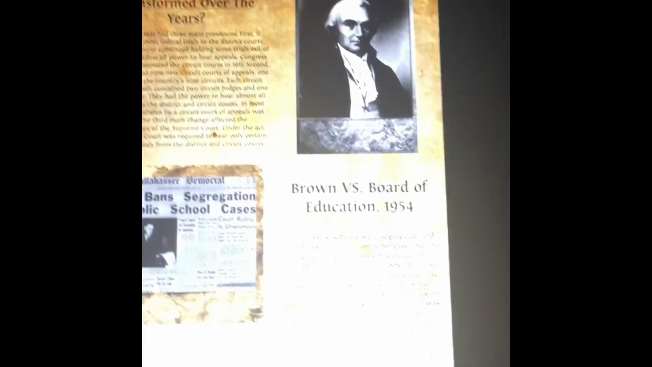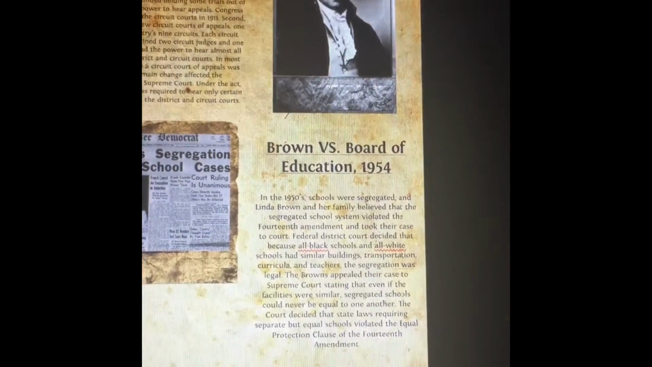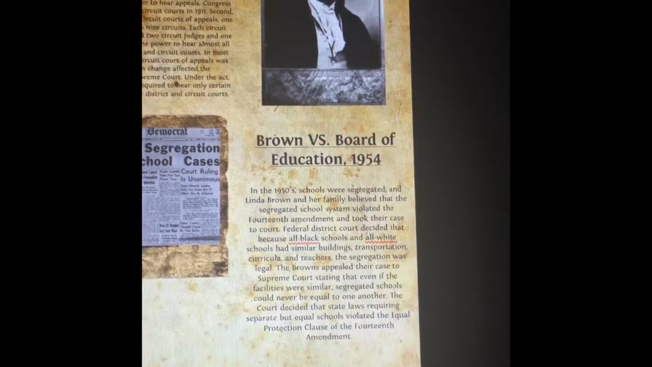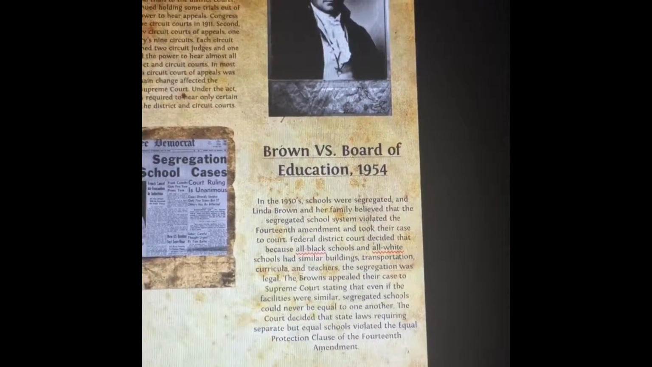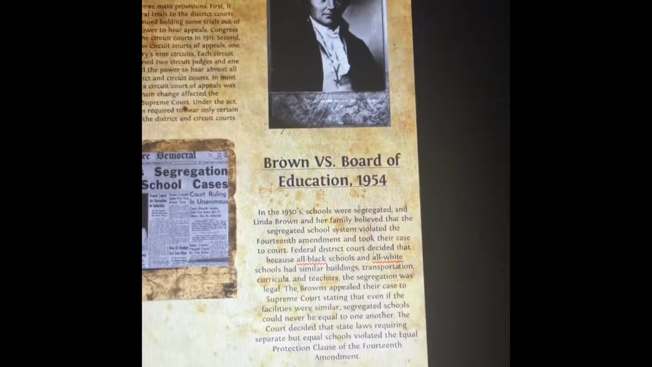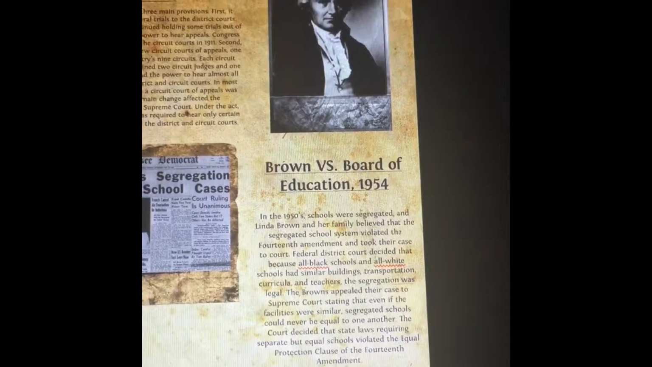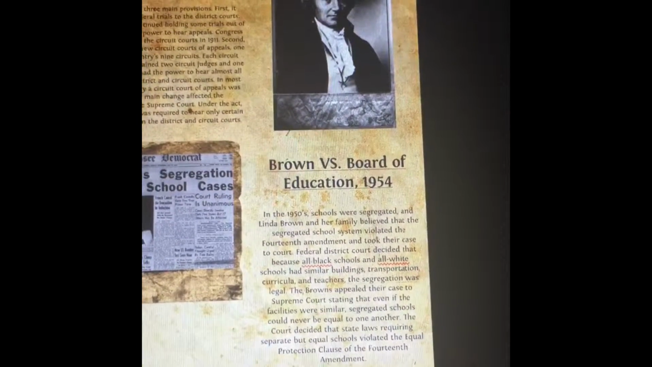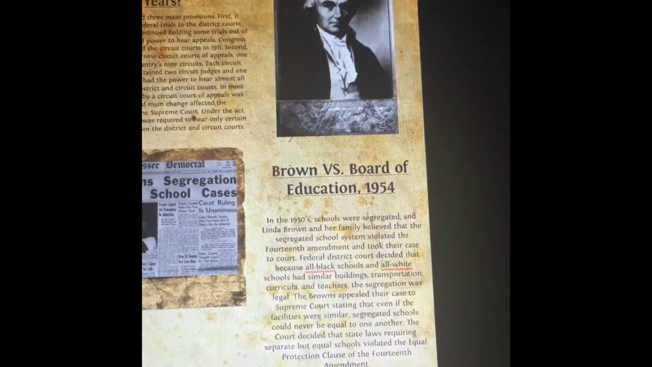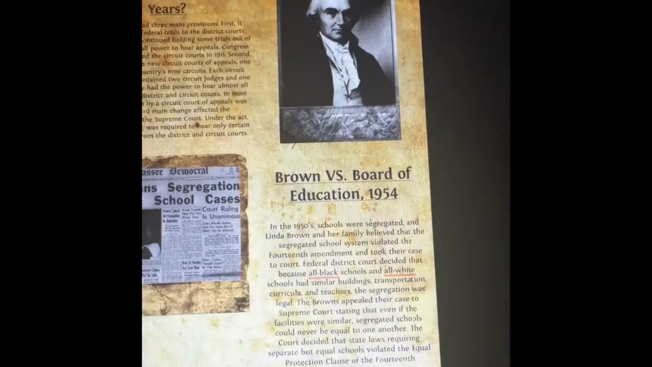Brown versus Board of Education. In 1950, schools were segregated, and Linda Brown and her family believed that the segregated school system violated the 14th Amendment and took their case to court. The Federal District Court decided that because all black schools and all white schools had similar buildings, transportation, curricula, and teachers, the segregation was legal.